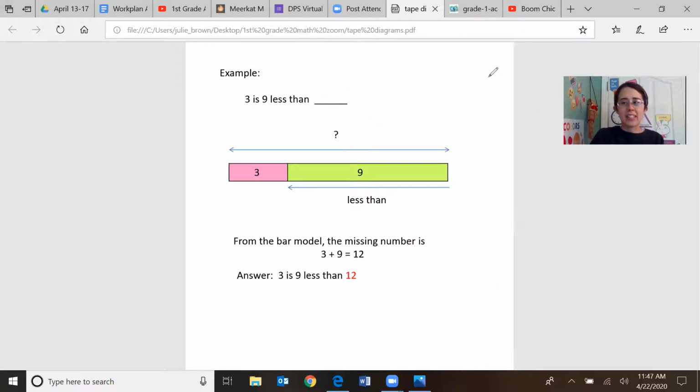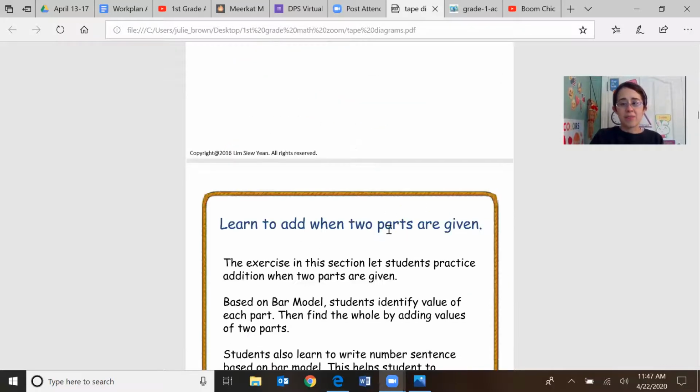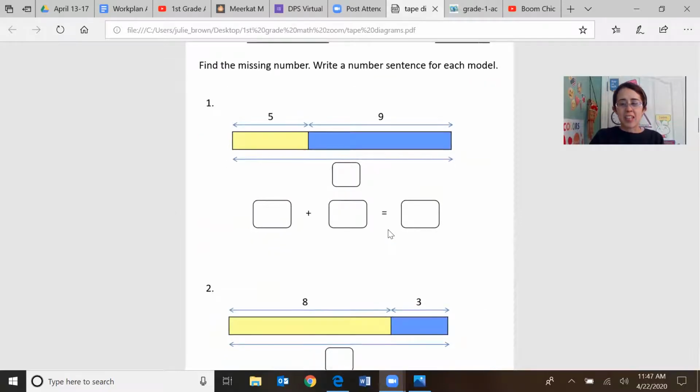Okay, let's see if we can practice this a little bit more on our own. I've got 2 parts and they are equal to the whole. So we have 5 and 9. Add these together and we get 14. The whole is 14. I will skip number 2 and let you do that one by yourself.